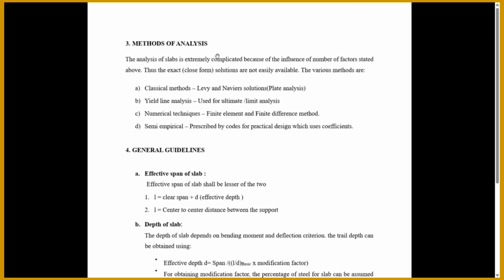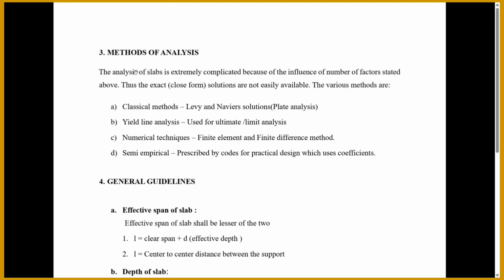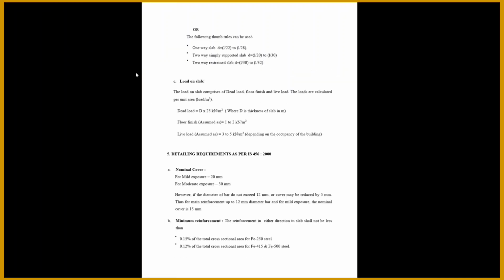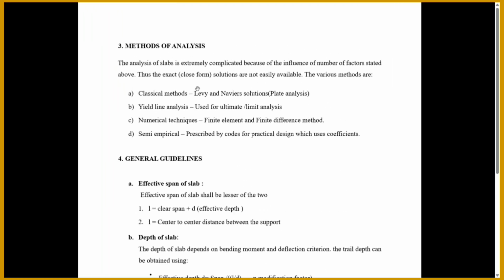Next are the methods of analysis. The analysis of a slab is extremely complicated because of the influence of a number of factors stated above. Thus, exact closed form solutions are not easily available. The various methods for analyzing the slab: the first method is the classical method, second is yield line analysis, third is numerical techniques, and fourth is semi-empirical techniques.